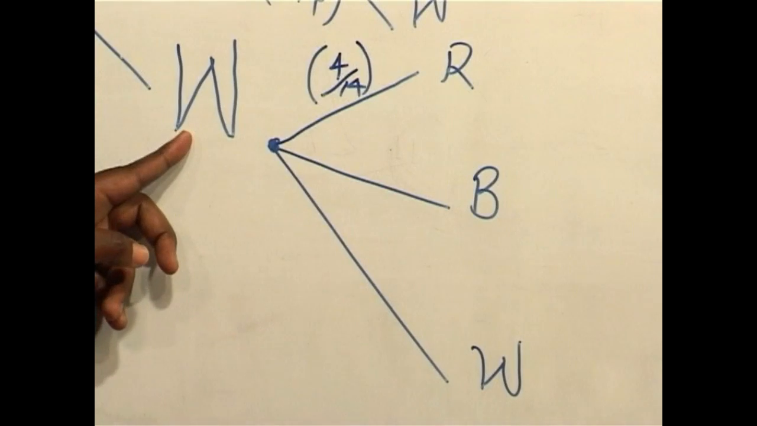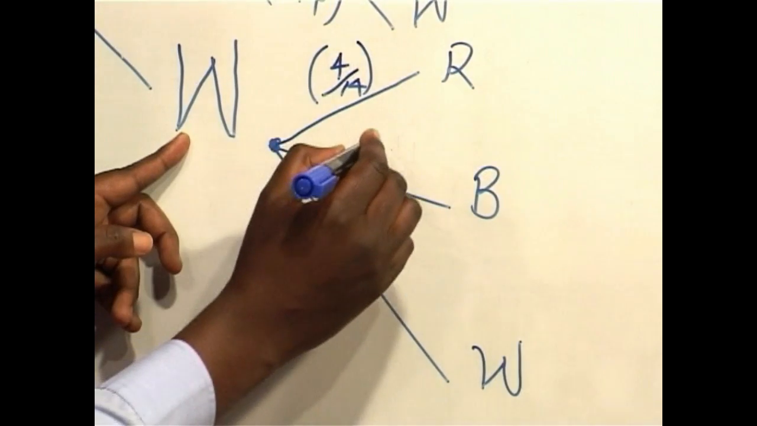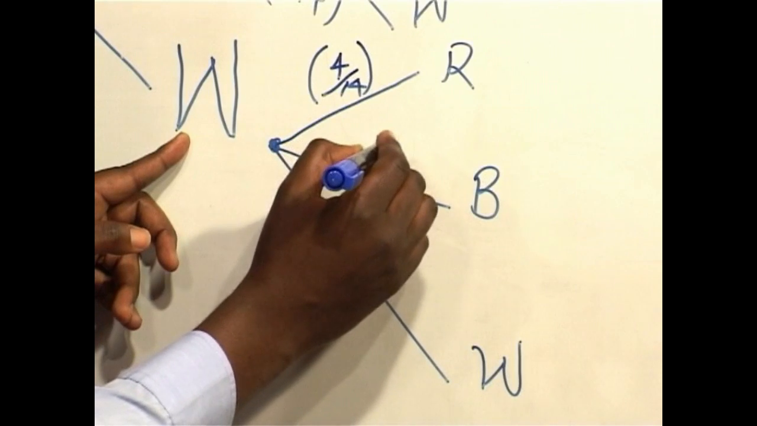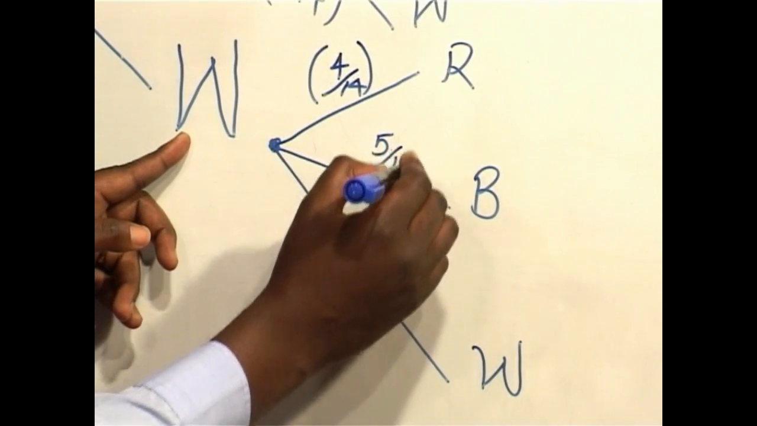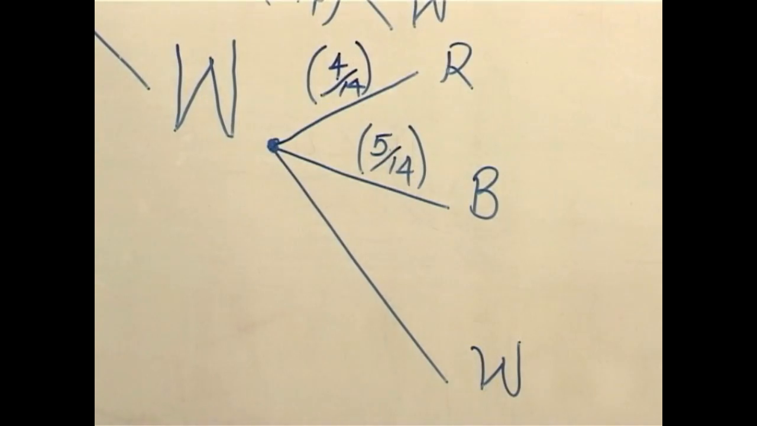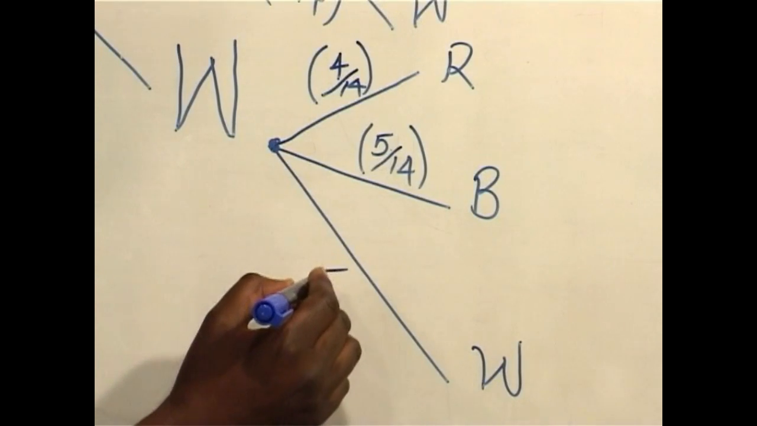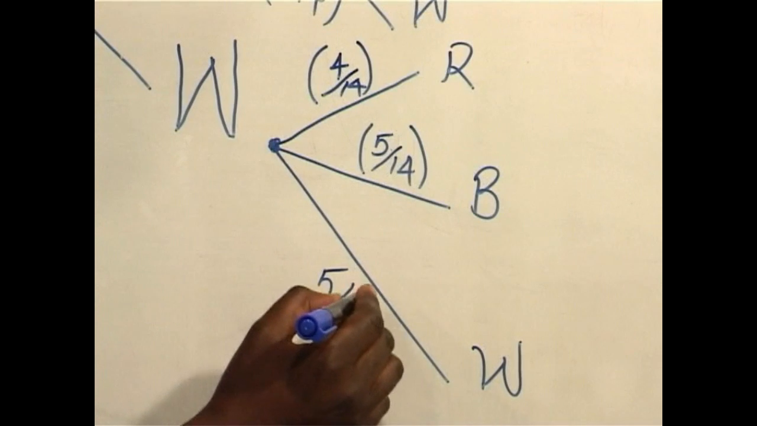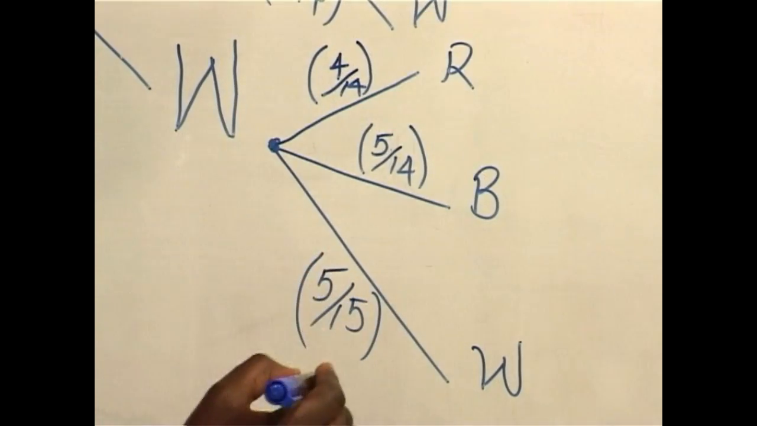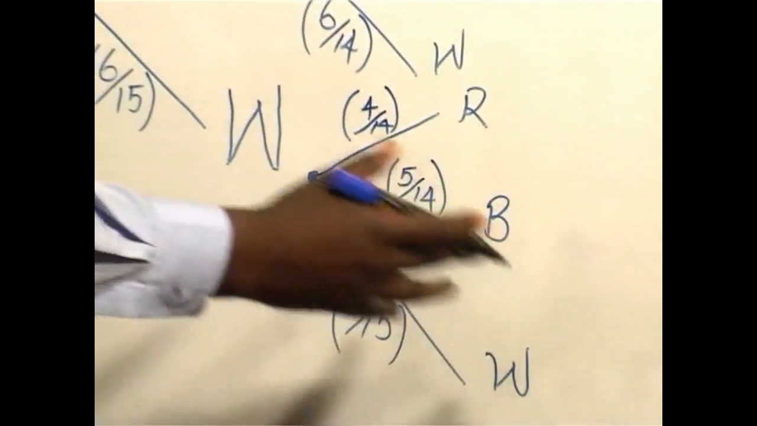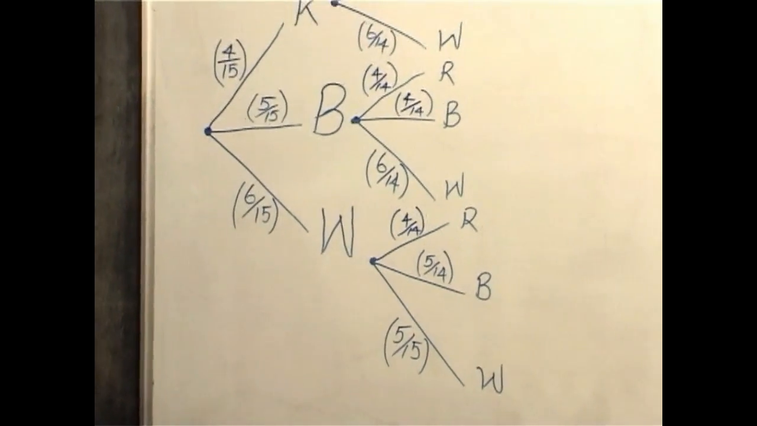If the first one is white, the black ones are still 5. So here the probability is going to be 5 over 14. And now, if the first one is white, it means the total number of white marbles would have reduced from 6 to 5, and the probability will come out as 5 over 15. It's only 2 marbles that have been picked. If it were 3, we could have gone on with the extension of the tree diagram.